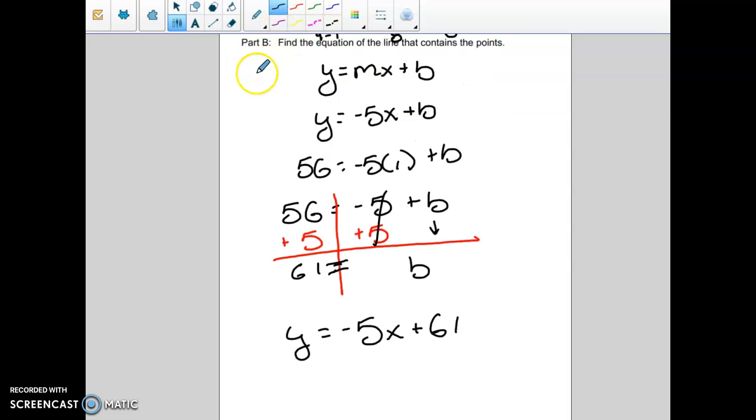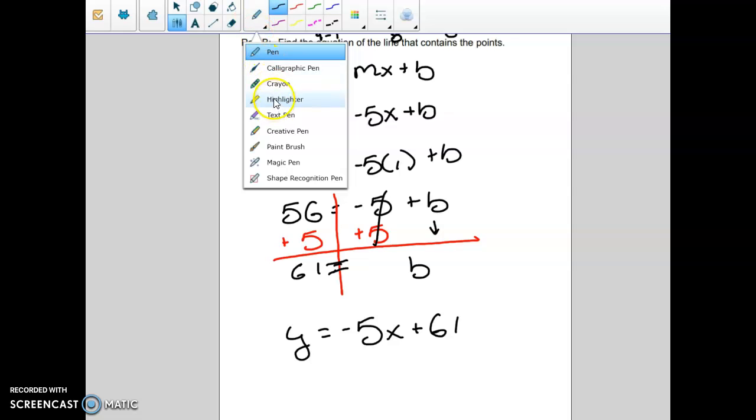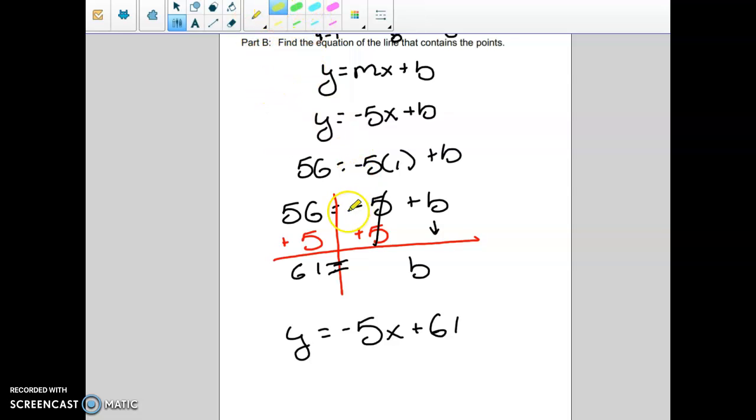Alrighty, so your final answer for part B should be y equals -5x plus 61. Be very careful here. We had a -5, so in order to get that to cancel out to 0, we actually added 5 to both sides.